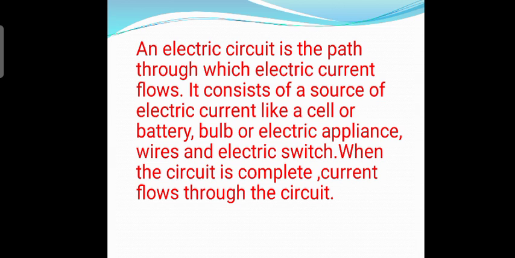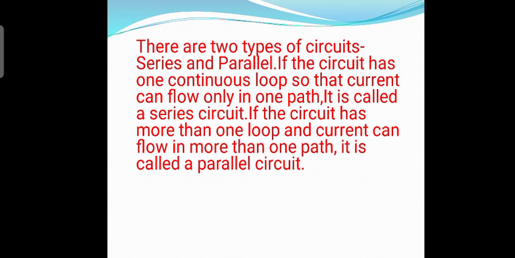An electric circuit is the path through which electric current flows. It consists of a source of electric current like a cell or battery, bulb or electric appliance, wires and electric switch. This we discussed in previous classes. When the circuit is complete, current flows through the circuit. There are two types of circuits, series and parallel. If the circuit has one continuous loop so that current can flow only in one path, it is called a series circuit. And if the circuit has more than one loop and current can flow in more than one path, it is called a parallel circuit.